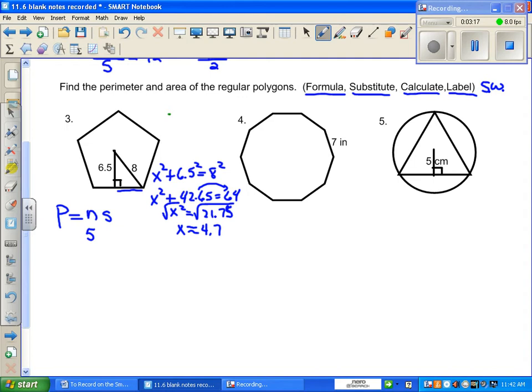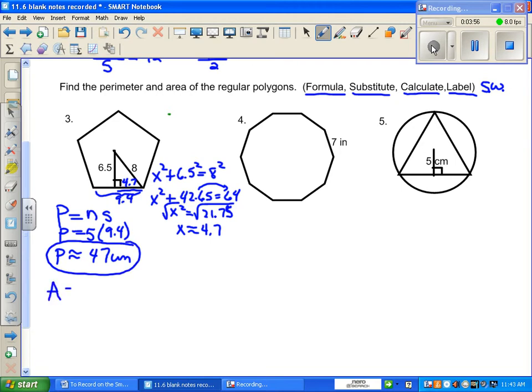So we need that doubled, because that's the length of the full side. So if this is 4.7, when you double that, you end up with approximately 9.4. So 9.4 is what we're going to multiply by our 5. Then you multiply those two together, and the perimeter would be approximately 47. And I didn't put units on here, so you don't need to give units, but if you do, just put UN.